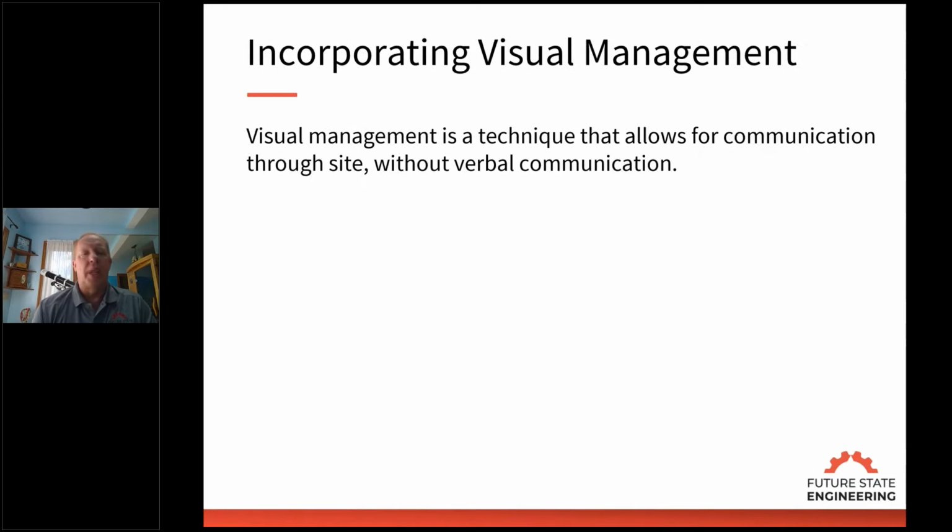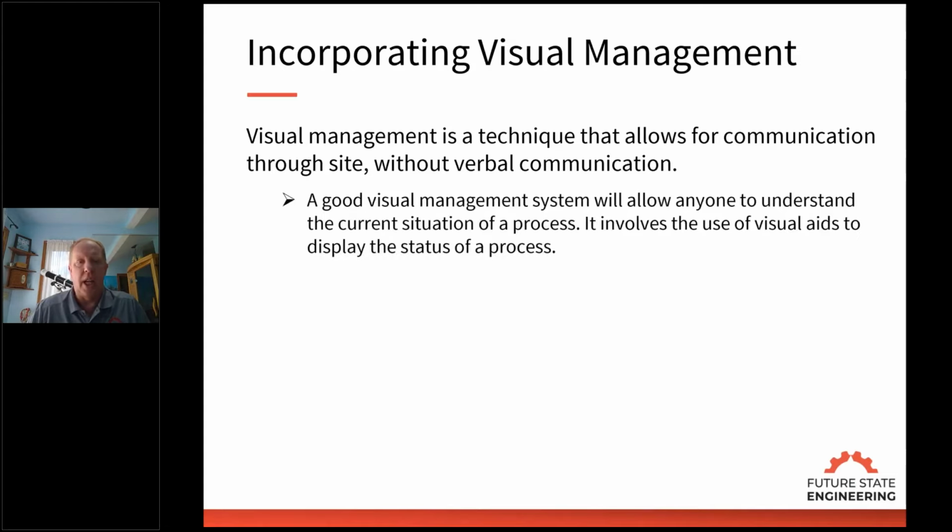How do we incorporate visual management? Visual management is a technique that allows us to communicate through sight without verbal communication. I'm a huge proponent of visual management. If I can see normal, then I can obviously see abnormal.